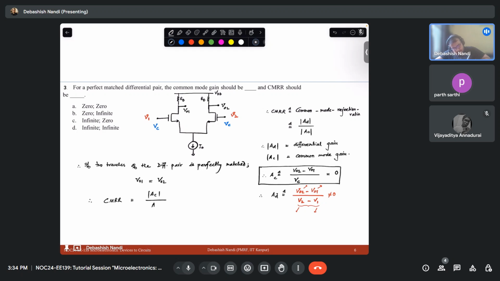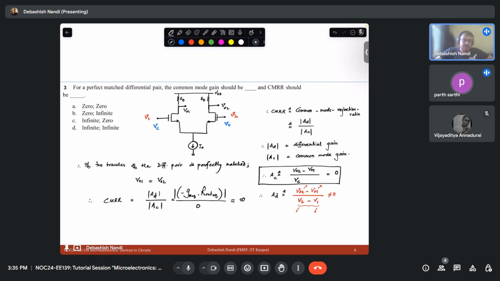Your AC over AD, or just the opposite, AD over AC? AC is 0. So AD is what? AD is some non-zero value, let's say some GM equivalent times R out equivalent. It will be in this form only. Modulus of that, divided by 0 for a perfectly matched pair. So it will be your infinity.